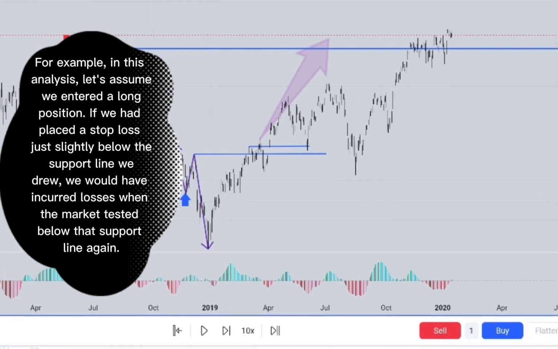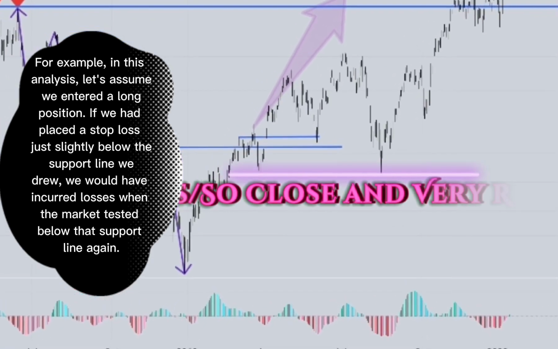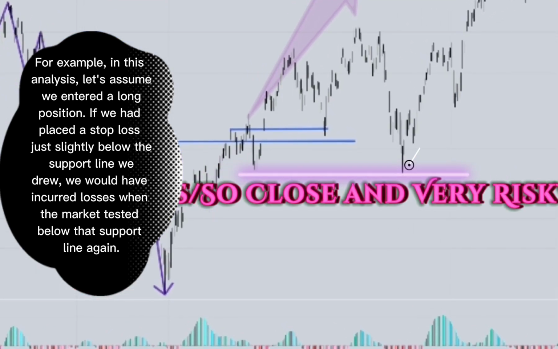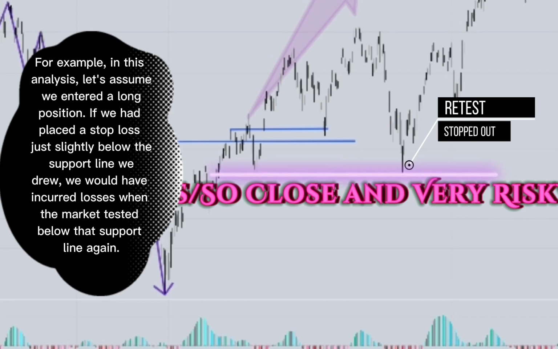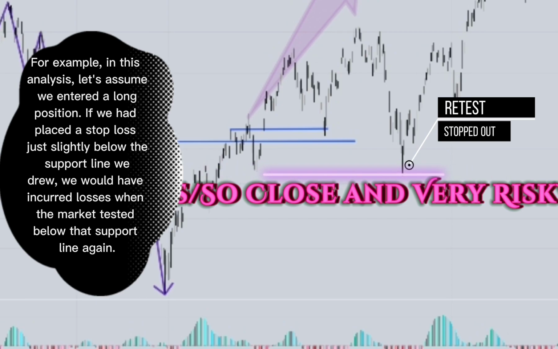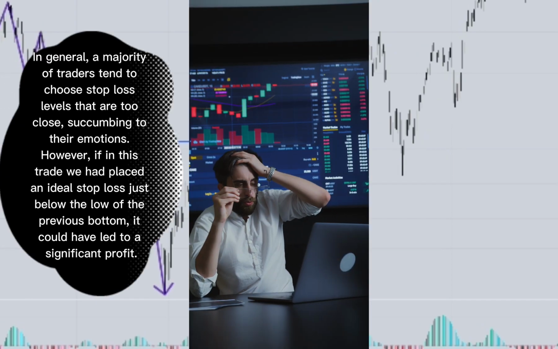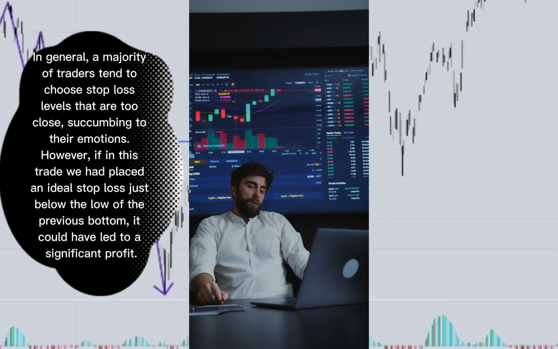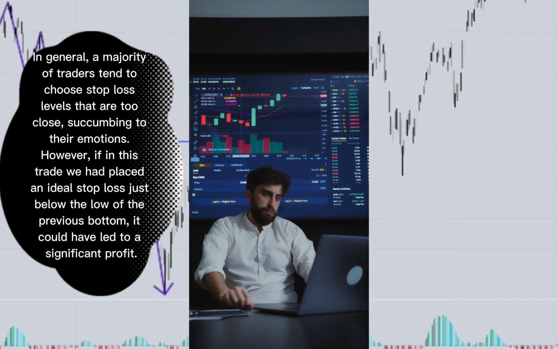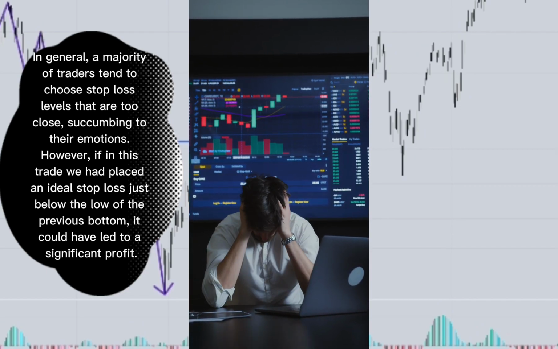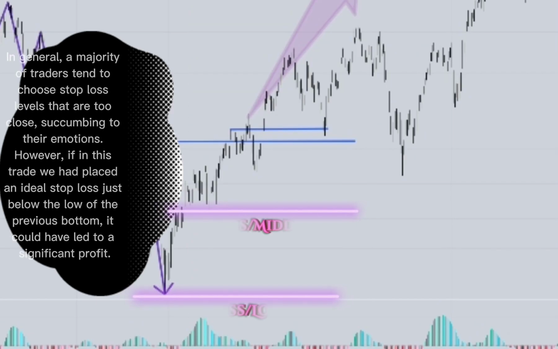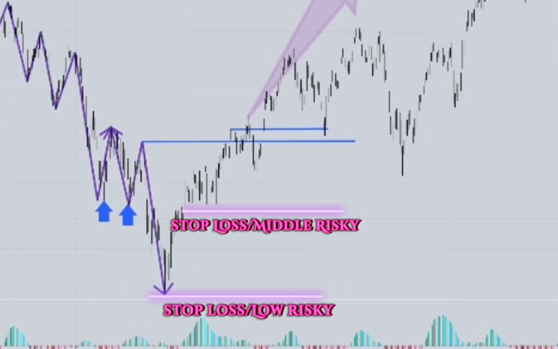For example, in this analysis, let's assume we entered a long position. If we had placed a stop loss just slightly below the support line we drew, we would have incurred losses when the market tested below that support line again. In general, a majority of traders tend to choose stop-loss levels that are too close, succumbing to their emotions. However, if in this trade we had placed an ideal stop-loss just below the low of the previous bottom, it could have led to a significant profit.